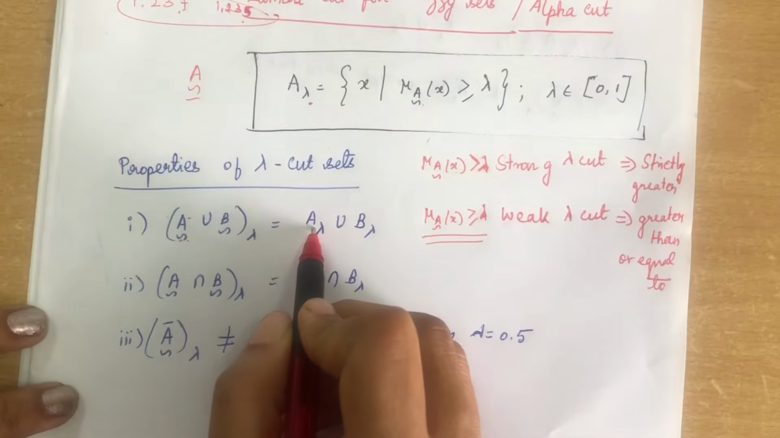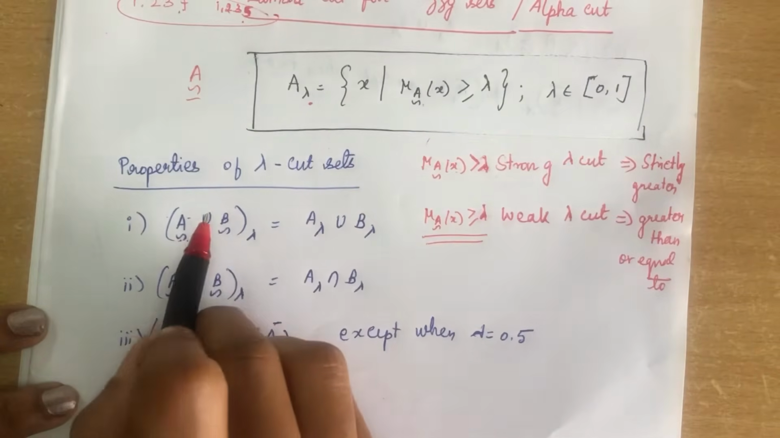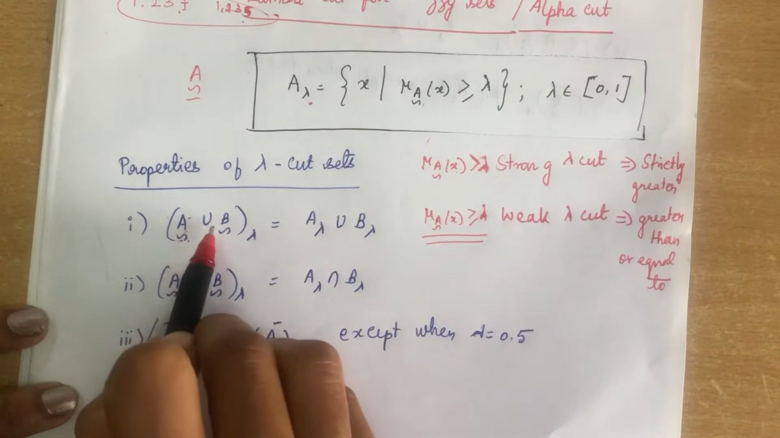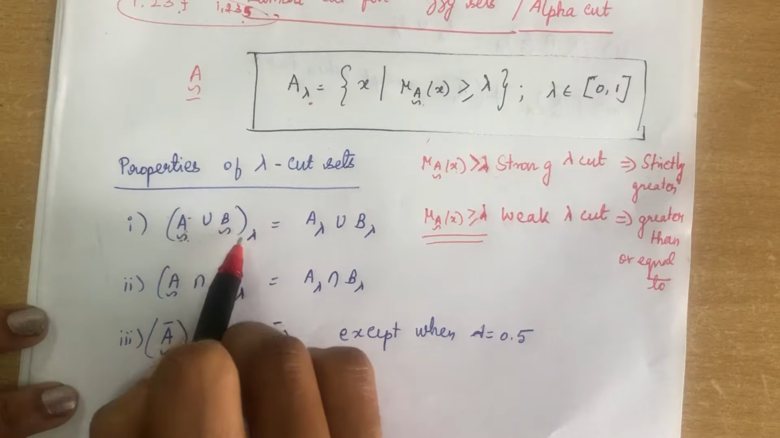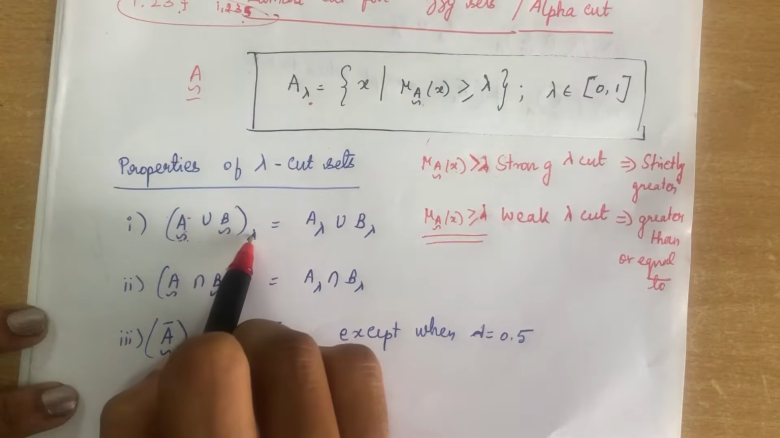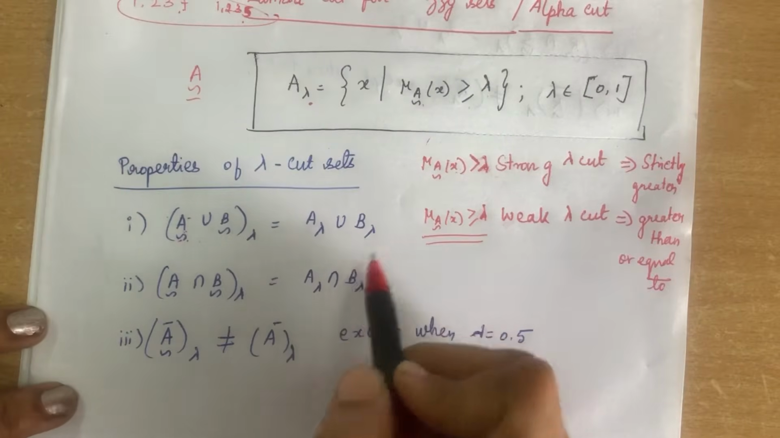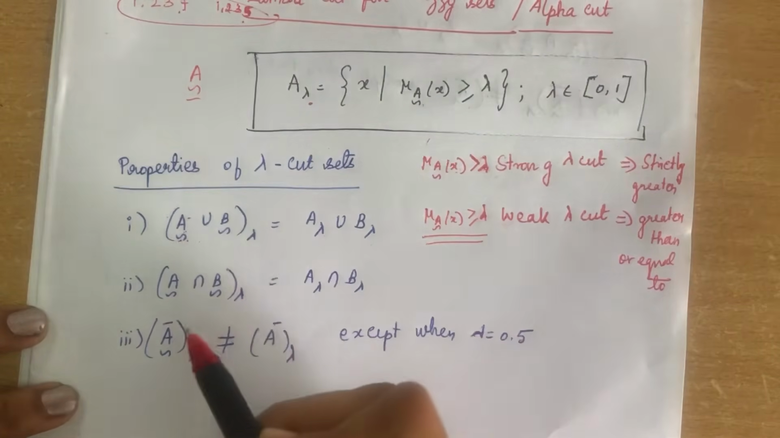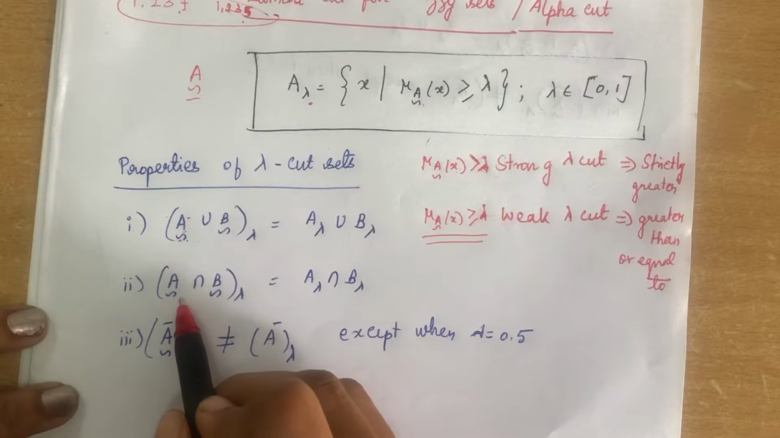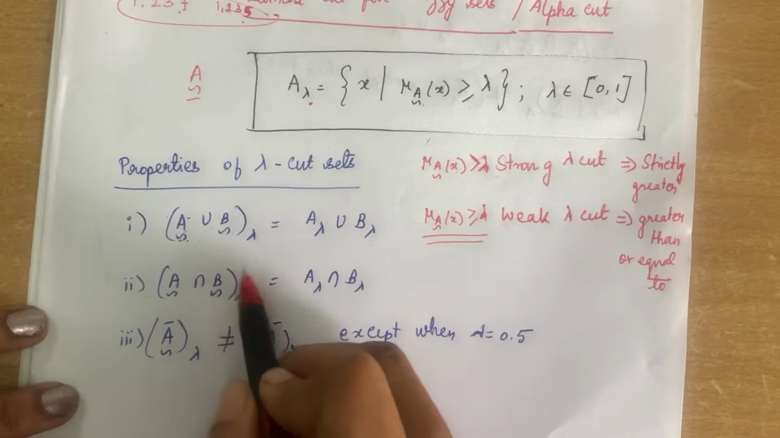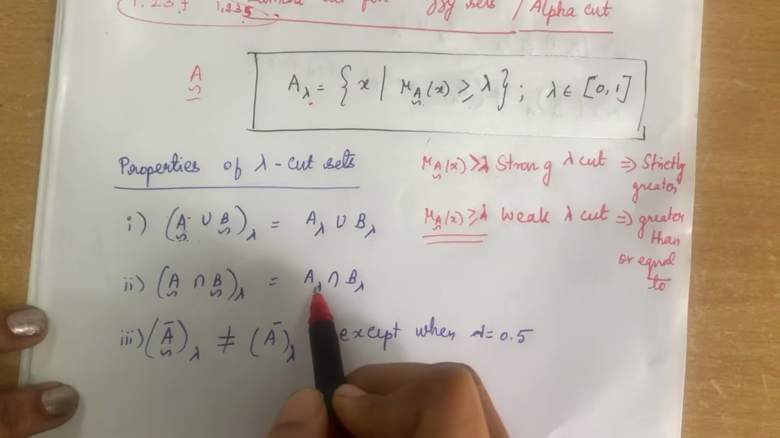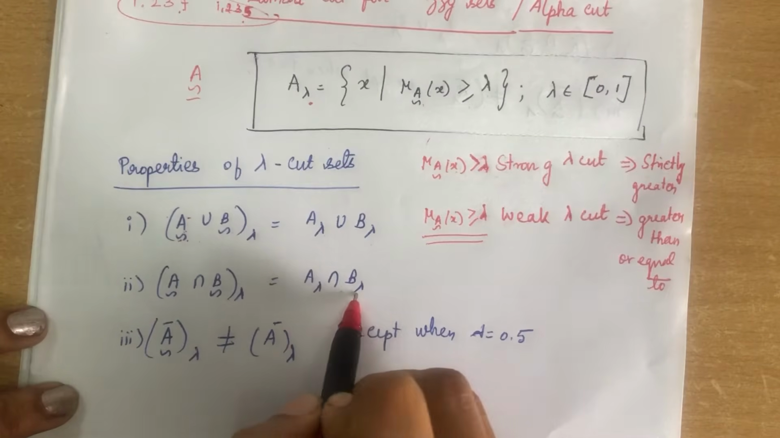If you don't have the tilde bar, it is called a crisp set. So when you take fuzzy set A union fuzzy set B, and you take the lambda of this, it will be A lambda union B lambda. It also works for the intersection: fuzzy set A intersection fuzzy set B, then taking the lambda, it will be A lambda intersection B lambda.